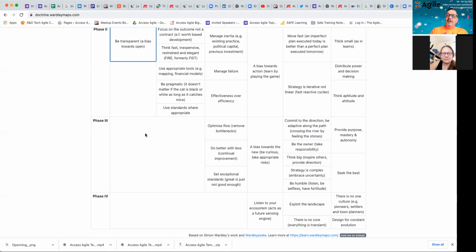Again, commit to direction, but be adaptive along the path. Crossing the river by feeling the stones. I did lots and lots of talks about this at the beginning. It was our big mantra. That comes from Chairman Mao. I think again Patton described it well.